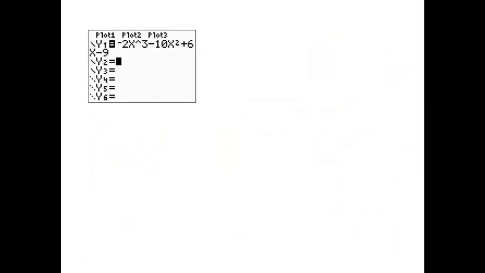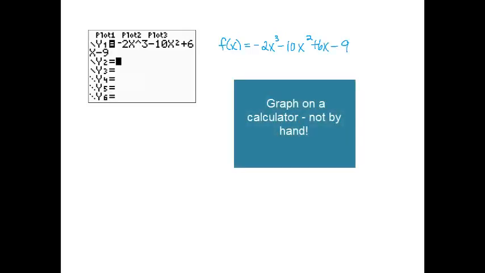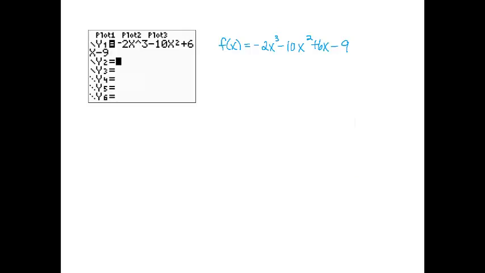So I have one here for you, and I'll have to stop this video and make another video for the graphing calculator to show you, but why don't you start on this one? It's negative 2x cubed minus 10x squared plus 6x minus 9. So what I want you to do is to graph that function and to find any relative extrema. That is, any maximum or minimum points in a little area.